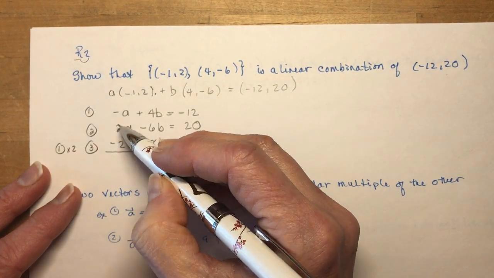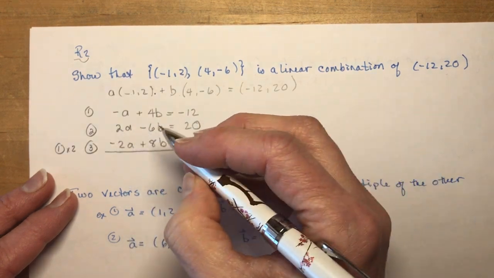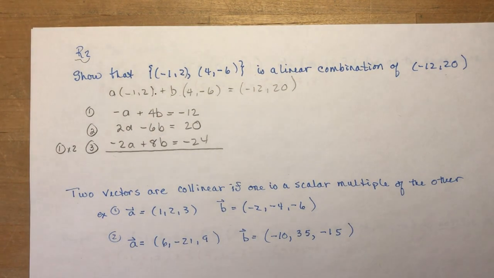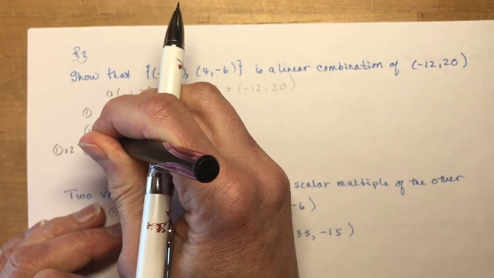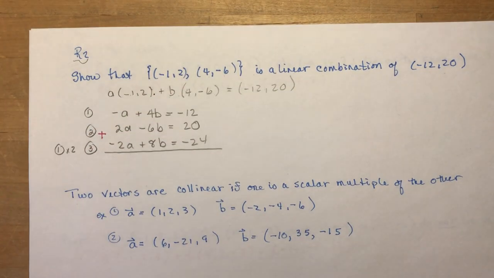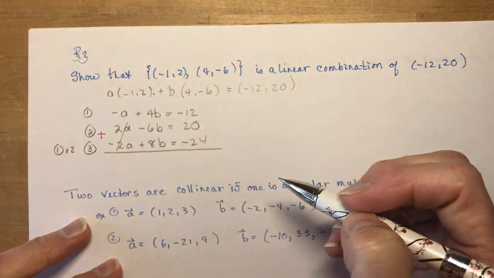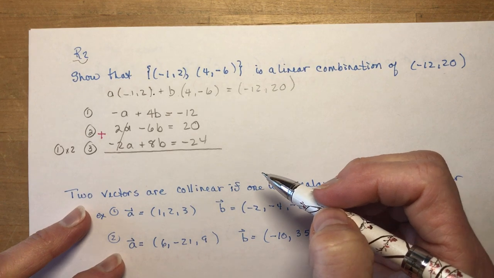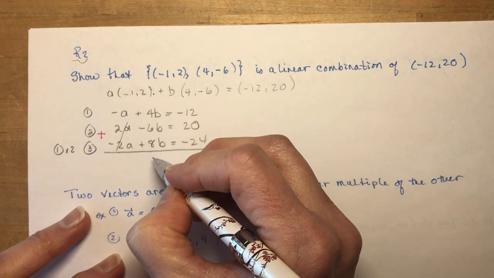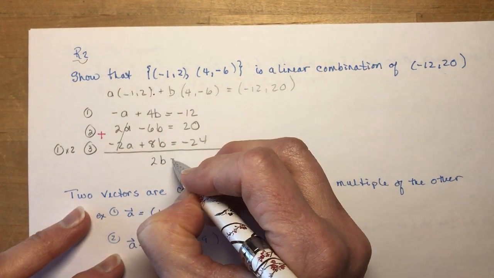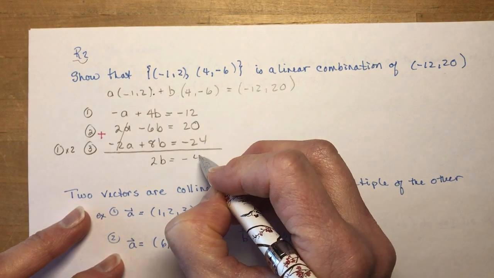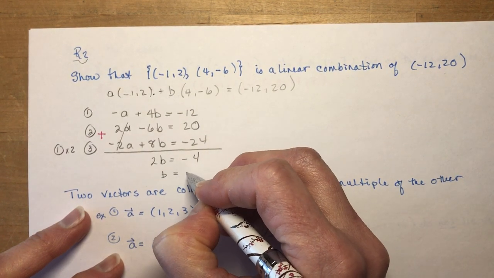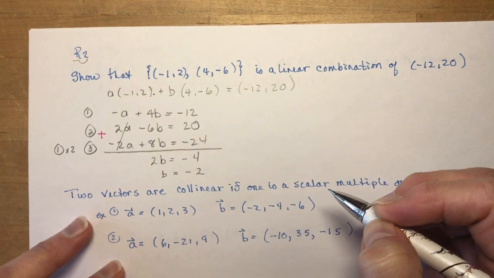And these signs are different, so I add the equations together. Always a good idea, especially if it's a subtracting one, that you put a little sign out here so you make sure you know what you're doing. I add them up, those disappear. That's called elimination. And minus 6 plus 8 is 2B, and 20 minus 24 is minus 4. So that means B is going to be equal to negative 2.